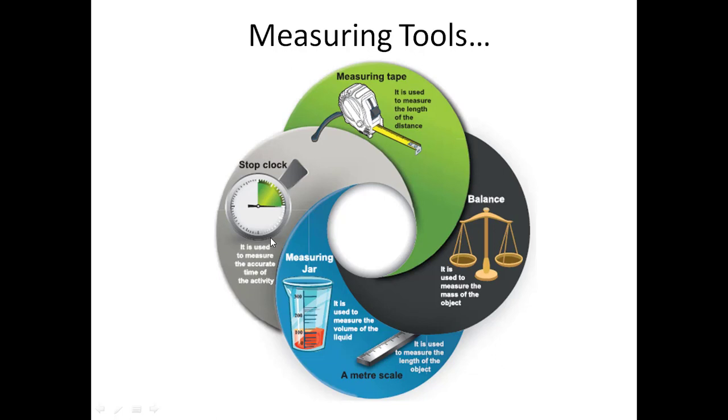This is used to measure the accurate time of an activity. It is called a stop clock, and it can be seen in many races and competitions, used by PT sirs and other judges. You would have seen that. Also, some watches and even cell phones have these stop clocks.